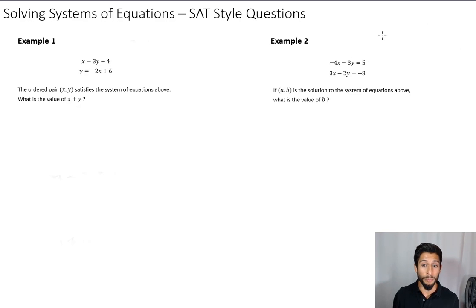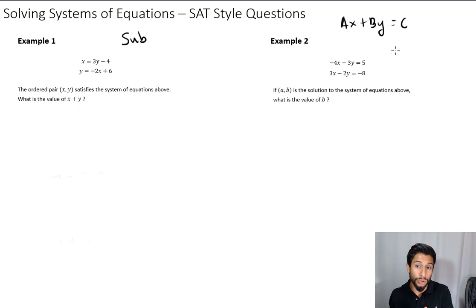On example 2, both equations are in standard form, ax plus by equals c, and that's just when x and y are on the same side. When you see something like example 1, you should do substitution. I recommend you do. You don't have to, but I highly recommend it. When you see a system like example 2, you should do elimination, right? It's just easier to do it that way. It'll be much faster and it'll save you a lot of time on this test.